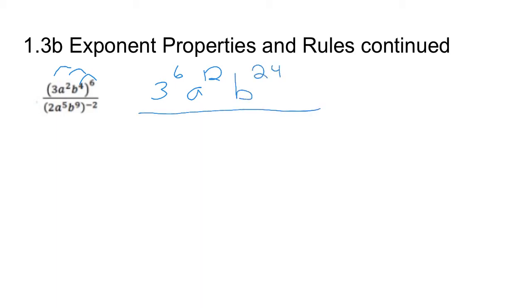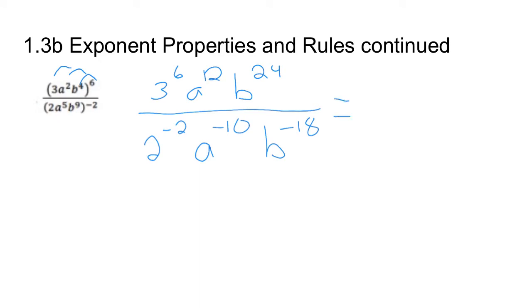So that's our top half. And then if we look at the bottom, we have this negative exponent. I wouldn't worry about that yet. Let's distribute that, and then we'll see where that takes us. So again, we will have some negative exponents here, and then we'll have to talk about how to handle those.